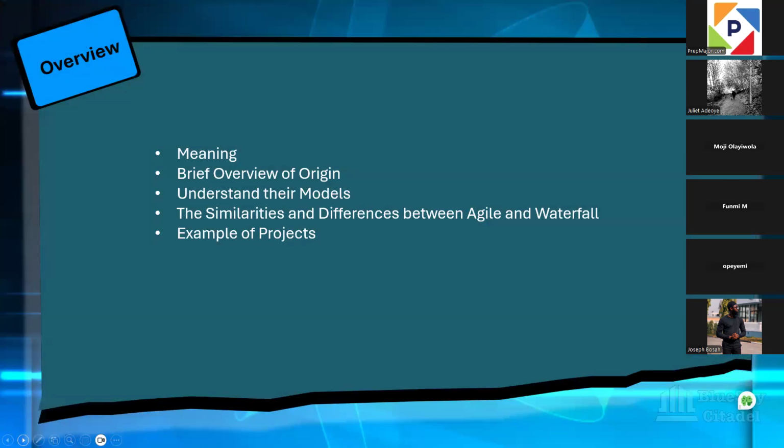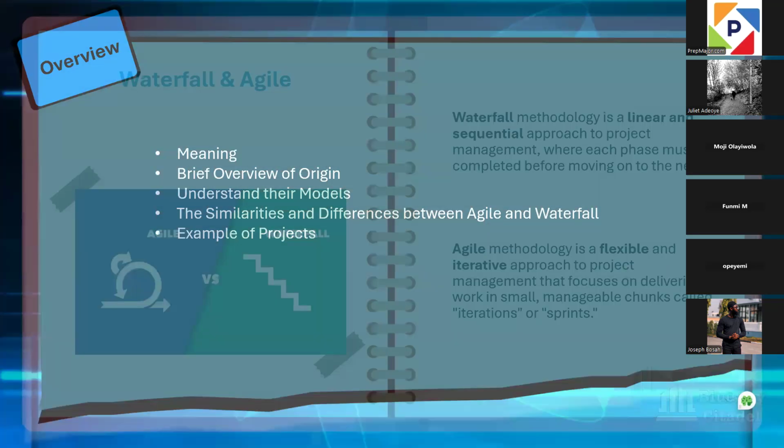We'll look at the meaning of the two approaches. We'll have just a brief overview of their origin, and then we'll try to understand their model, the characteristics, what is the characteristic of each of them. And then we'll look at a few similarities and differences between them, and then look at some examples of projects that are suitable for each of the approaches. Okay, and then we go into the meaning.